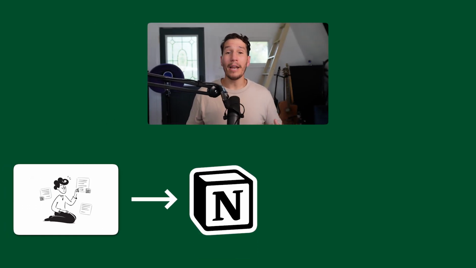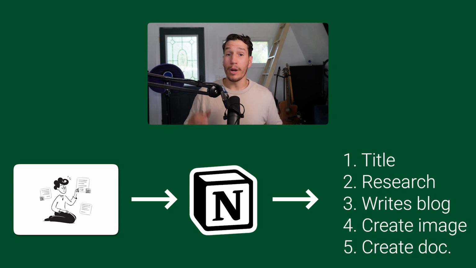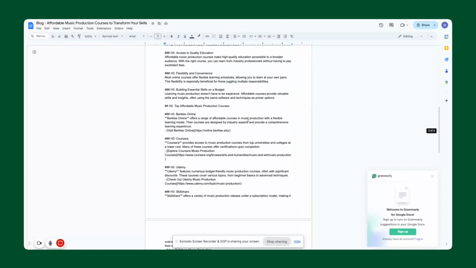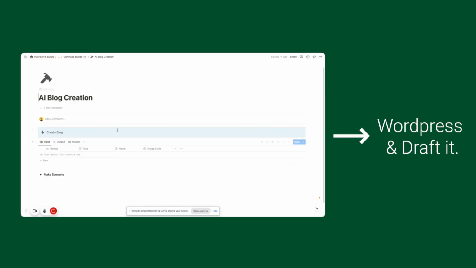It pulls from the prompts that you input into Notion, and generates blog posts from that. It receives the information you provide, and it creates a title, does research, writes the blog, creates the image, and creates either a document or goes right to WordPress. Now, the key component to this automation is that at the very end, you'll either have a Google document with the blog post, or you can save it directly to your WordPress, drafted for your next post.